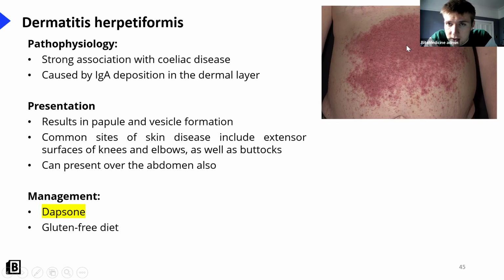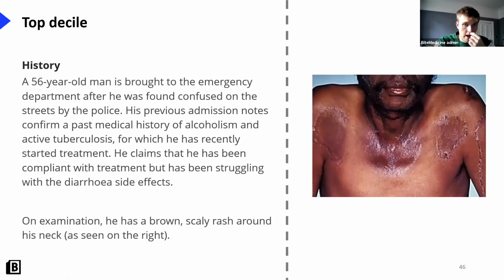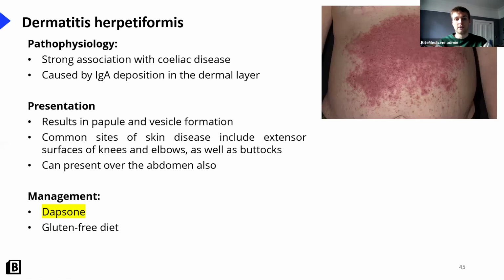So you see lots of tiny little vesicles. And something that's always stayed with me from a bothersome SBA that I got wrong in maybe my 4th or 5th year at university is the management for dermatitis herpetiformis, which is dapsone. Dapsone is the correct answer to that, and of course encouraging a gluten-free diet. So that is the end of that part of the webinar.